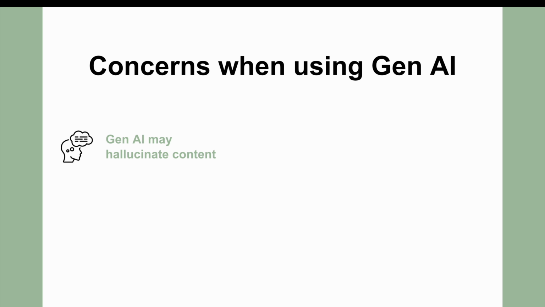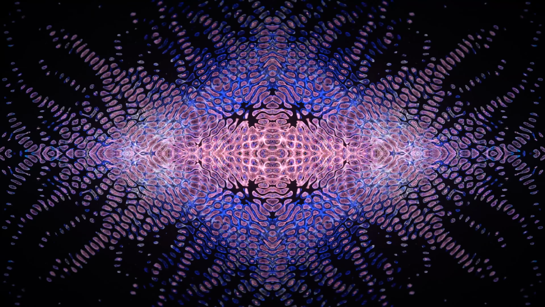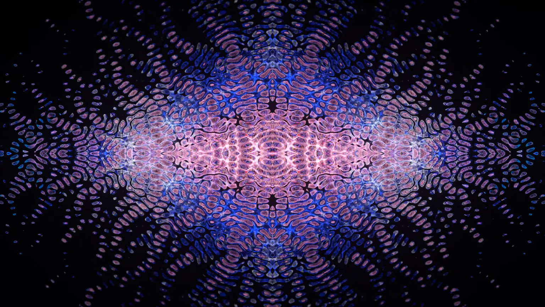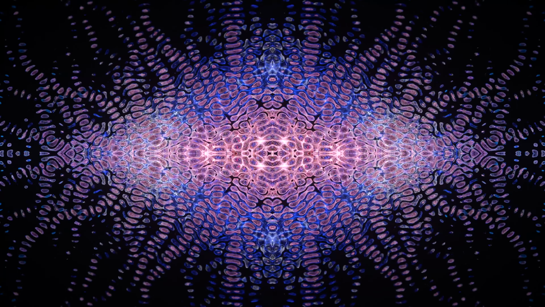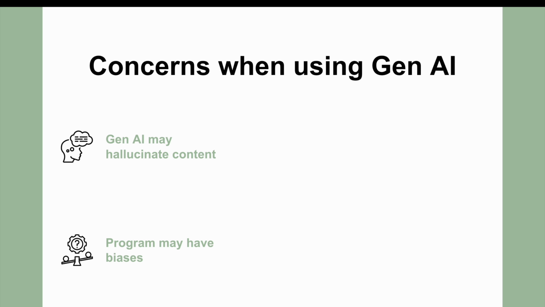A first concern using Gen AI for research writing is that these programs may hallucinate content. Hallucinations occur when a program's output contains false, fabricated, or misleading information. Hallucinations can occur for several reasons, such as due to the training data, prompts given, and inherent challenges in AI program design. That's why you'll notice many programs, such as ChatGPT, Gemini, and Claude, include disclaimers about checking accuracy when you use them.